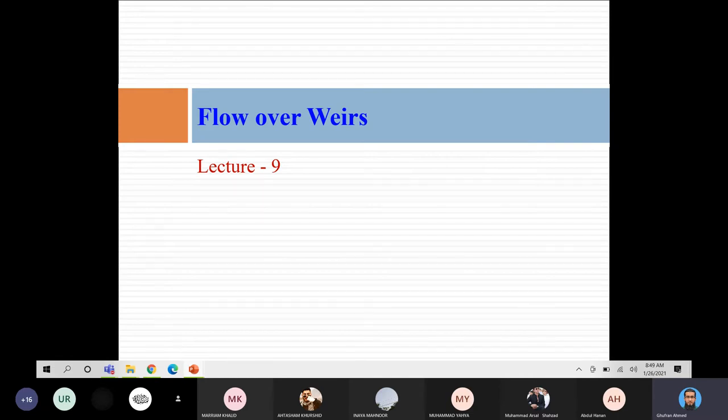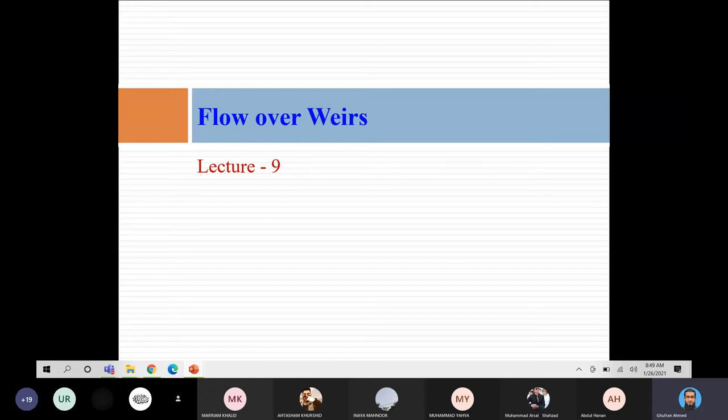Flow over weirs is almost similar to that of a flow over notches. Notch and weir, if we talk about their function, then the function of both these things is the same. However, there is a difference of scale.